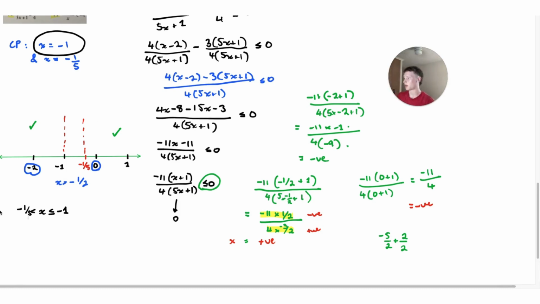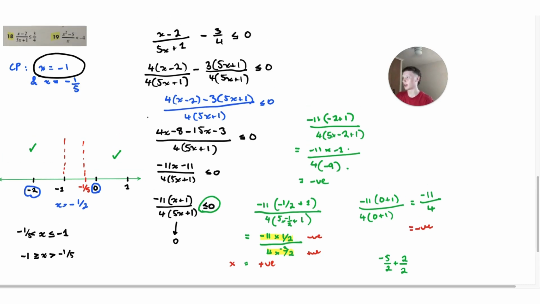Or probably the preferred way of writing this is that negative 1 is greater than or equal to x, and then x is also less than, greater than negative 1/5. All right, let's have a look then at 19.